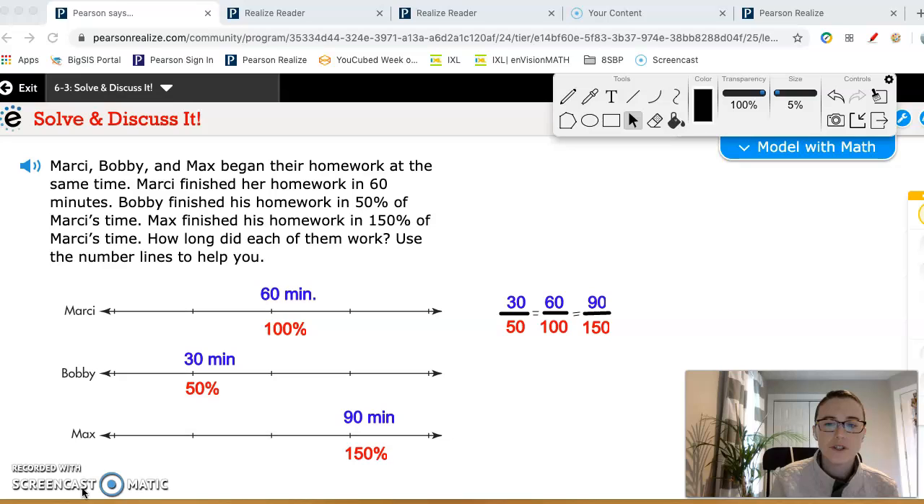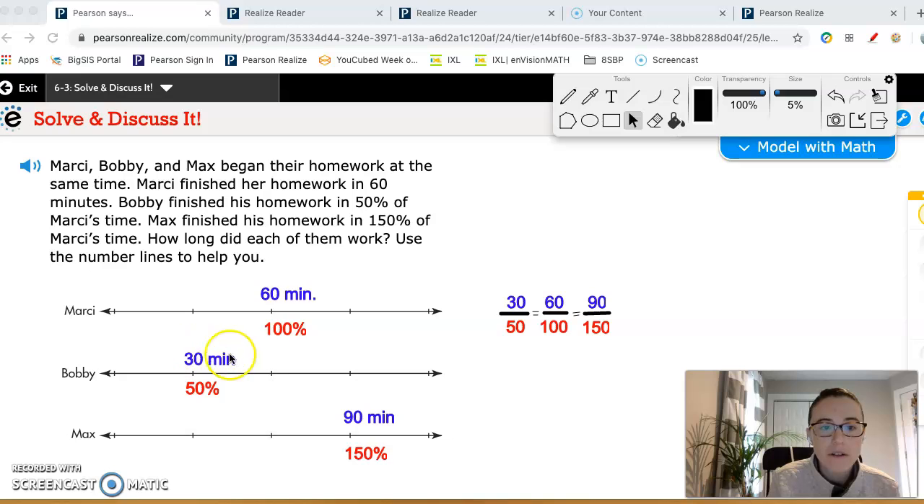Friends, I have chosen to represent this problem using number lines. So I have a number line for Marcy, for Bobby, and for Max. I plotted 60 minutes here as 100%. I knew that half of 100% equals 50%, which is the amount of time that Bobby spent on his homework. So 50% of 60 minutes is going to be half of 60 minutes. So 50% of 60 minutes would be equivalent to 30 minutes.